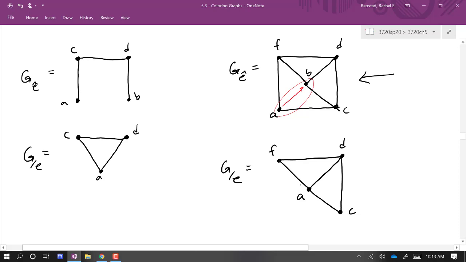So in this case, the graph on the right, G mod E, is a subgraph of G. The graph on the left, though, G sub E hat, is not a subgraph of the original.